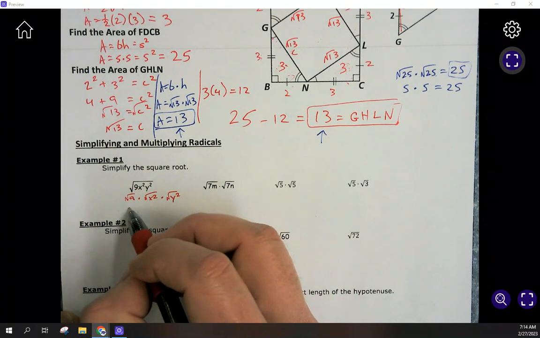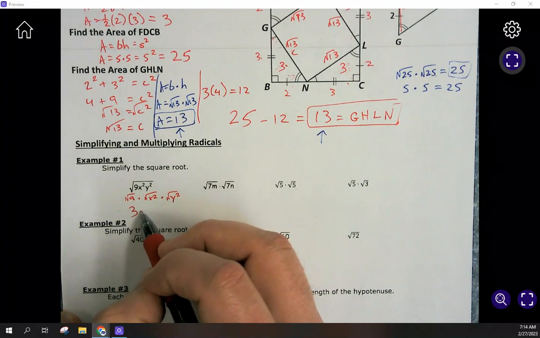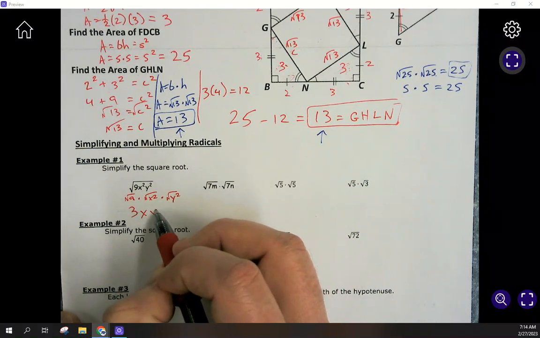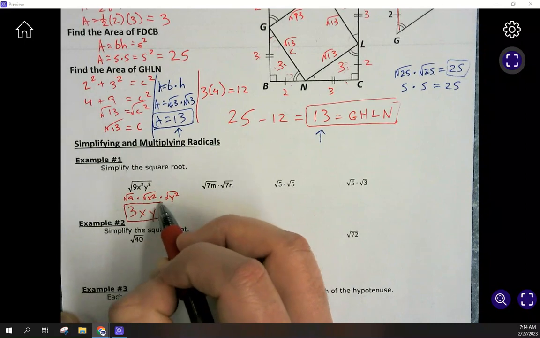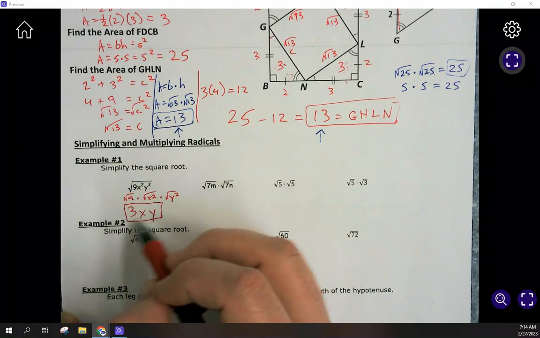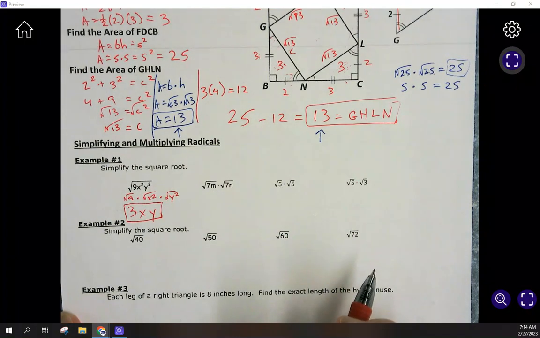But the square root of 9 is 3, the square root of x squared is x, and the square root of y squared is y. And so simplifying the square root of 9x squared y squared is just 3xy.